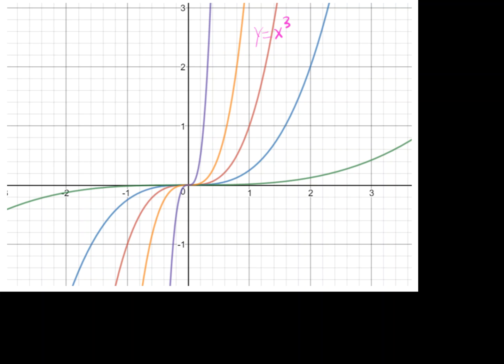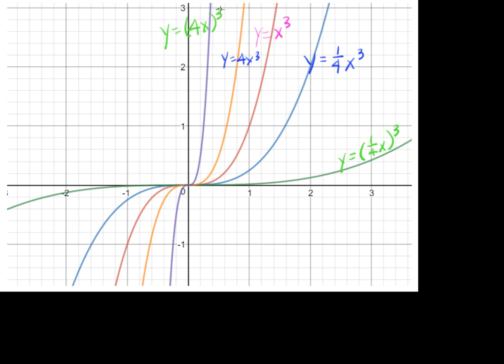Next to it is y equals 1/4 x to the third. Right above it is y equals 4 x to the third. The other two are a different color. Here we have y equals (1/4 x) to the third. The purple is y equals (4x) to the third.